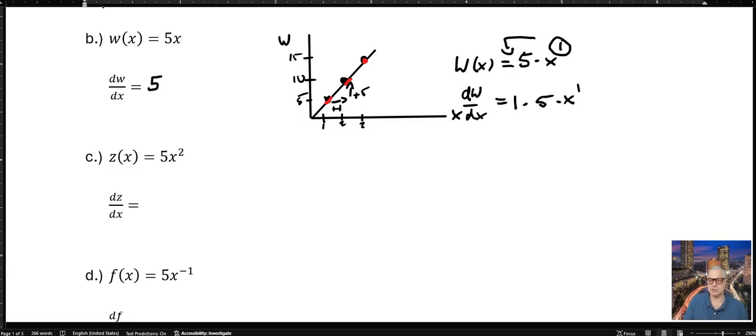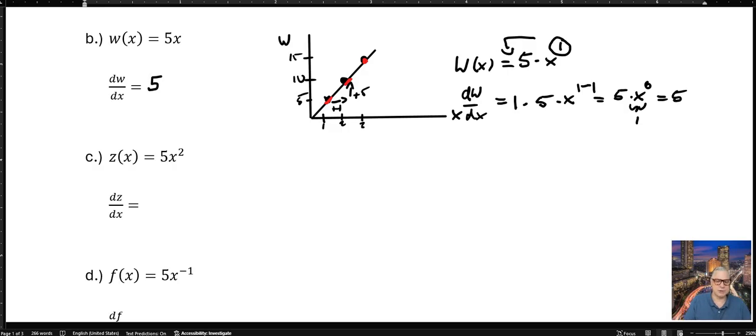Step 2, we have to subtract now 1 from the exponent, minus 1. And then we get 1 times 5 times x to the 0. And something raised to the 0 is 1, so we get 5, which is this result. But the point is that on every point on that straight line, the slope is obviously 5.